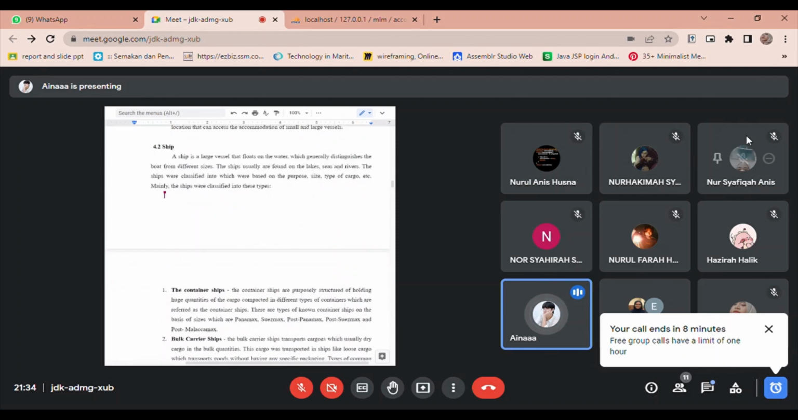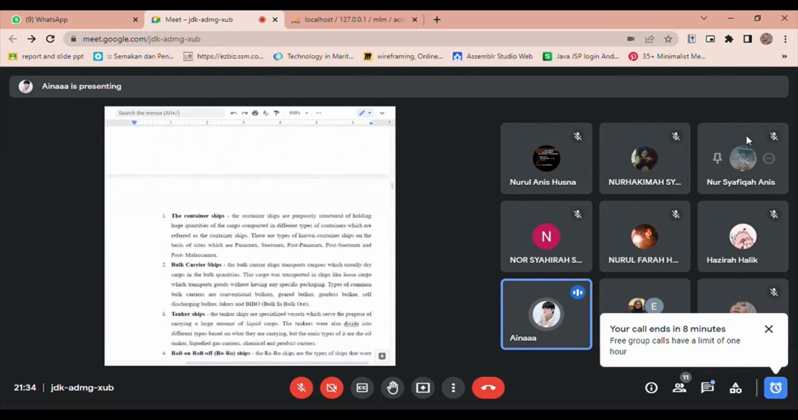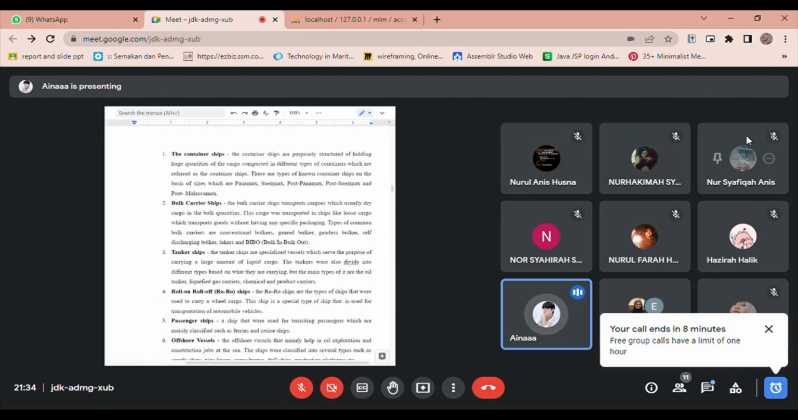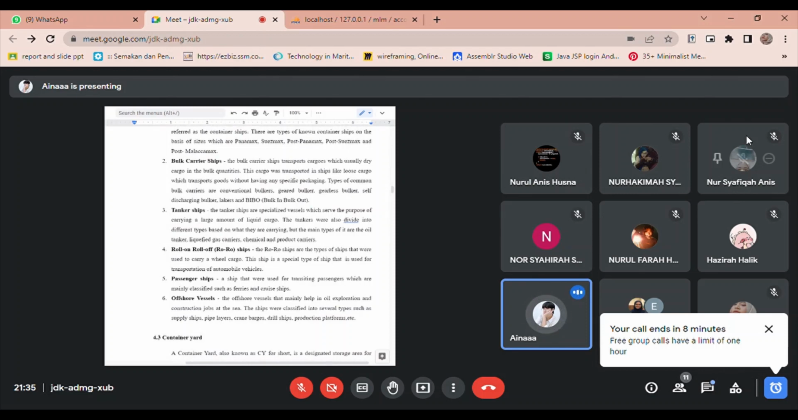A ship is a large vessel that floats on the water, which is generally distinguished from a boat by size. Ships are usually found on lakes, seas, and rivers. The types of ships are classified as follows. The container ships, whose structure is for holding huge quantities of cargo compactly in different types of containers. The second is bulk carrier ships, which transport cargo, usually dry cargo, in bulk quantities. Third is tanker ships, specialized vessels that serve the purpose of carrying large amounts of liquid cargo.